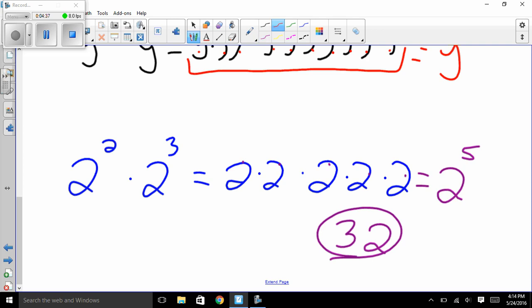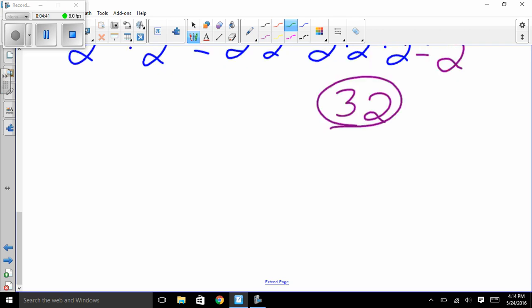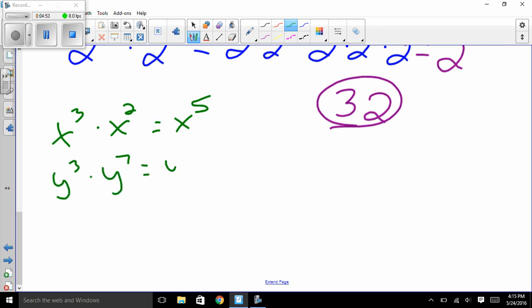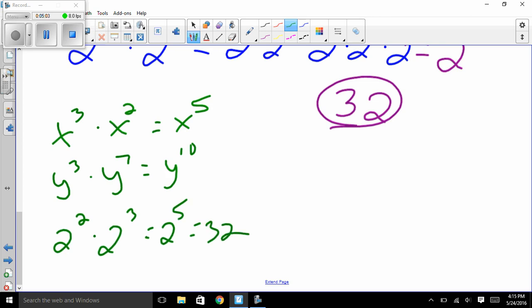Let's take a look at making a conjecture about what we've just talked about. So we had x cubed times x squared, and that was x to the 5th. Then we had y to the 3rd times y to the 7th, and that was y to the 10th. Then I had 2 squared times 2 to the 3rd, which is 2 to the 5th, which ended up being 32.